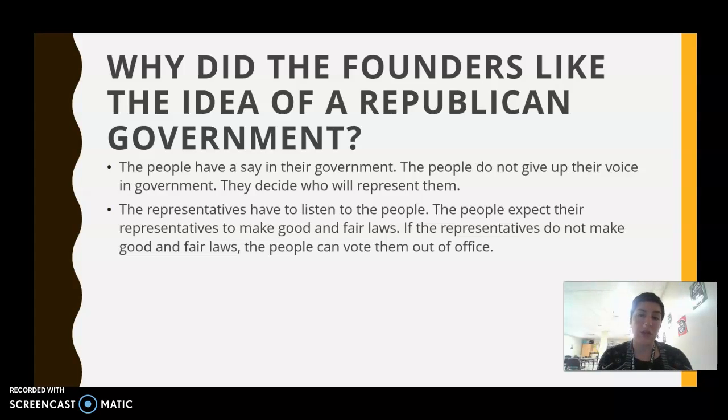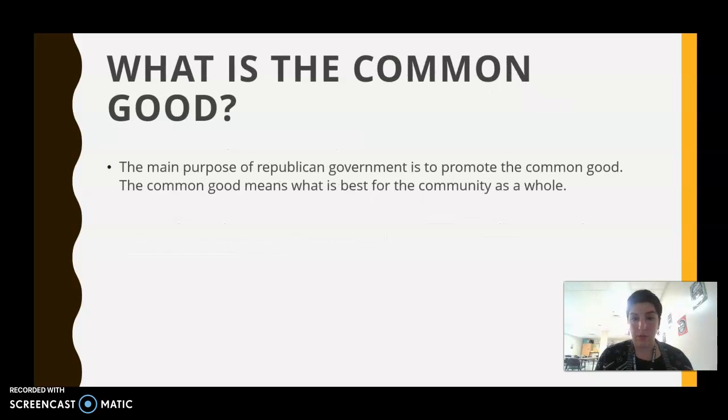The representatives have to listen to the people. The people expect that their representatives are going to make good and fair laws. If the representatives do not make good and fair laws, then the people can vote them out of office. So if people are not doing their job the way that you want them to do it as a representative, they can be voted out.